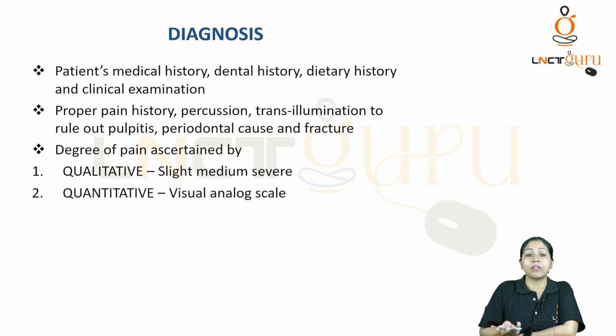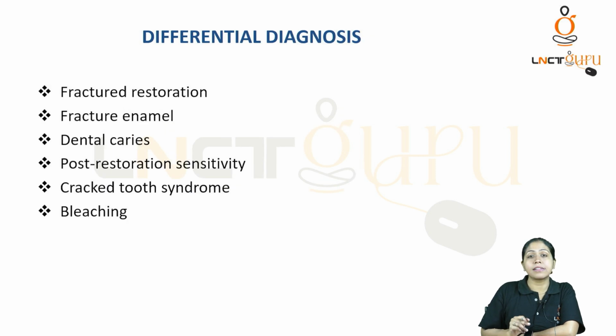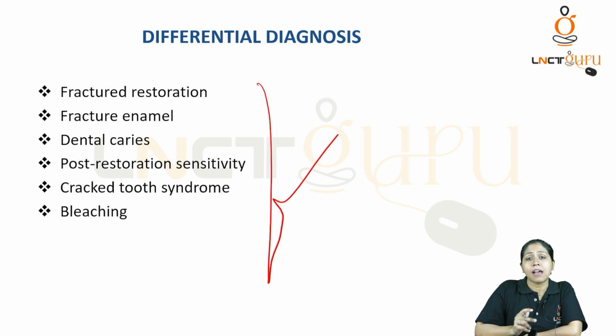Now, how to diagnose? First, medical and dental history you have to take, proper pain history you have to see. Then degree of pain can be qualitative or quantitative, which can be analyzed with the visual analog scale also. Then various differential diagnoses there are. How to ascribe that this is dentin hypersensitivity? First of all, we will check for all these things. When there is no such related pathology, then only we are going to ascribe it as dentinal hypersensitivity.